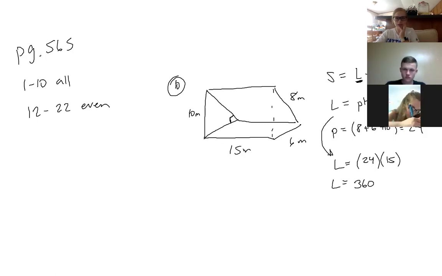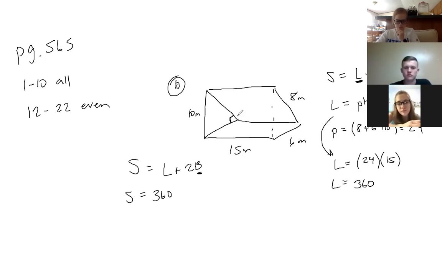I've got L. Now, let's bring my formula over here. Now we've got L plus 2B. Let's plug in 360 for my lateral surface area. Now I need to find the area of my base. Well, this tells me that it's a right triangle. So therefore, this piece right here is my base. And because it's a right triangle, this is my height. So therefore, my height is 8 and my base is 6.